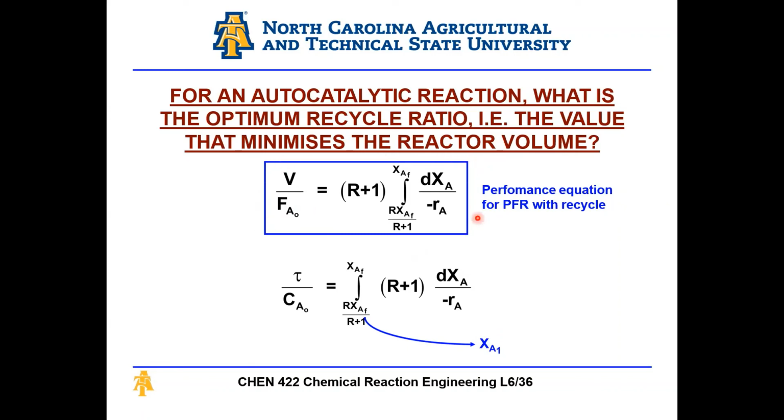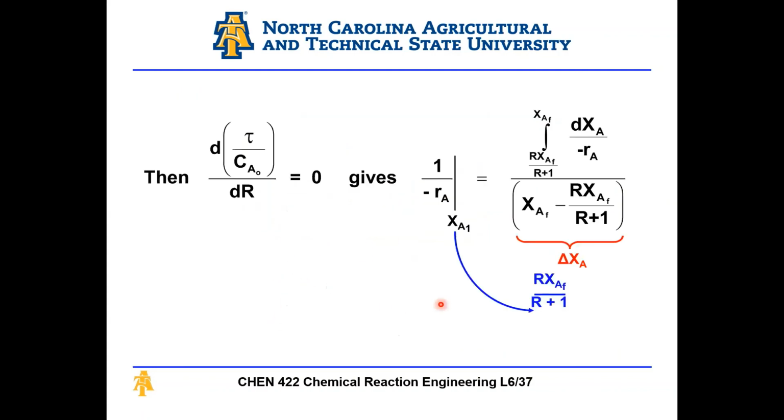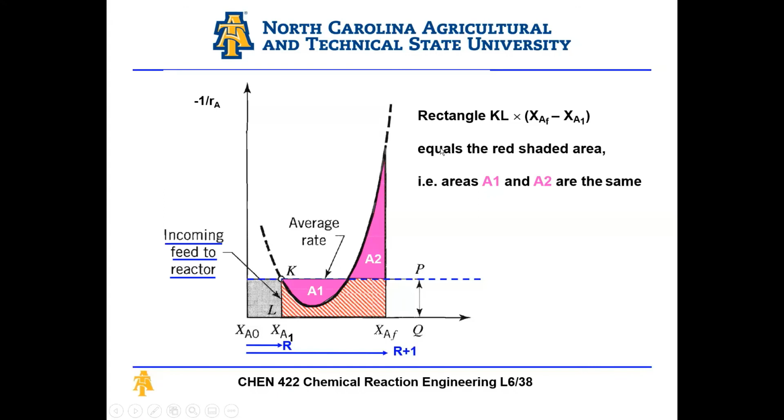So recall the performance equation for PFR with recycle right here. V over FA naught is equal to R plus 1. If I rearrange it, I get tau over CA naught is equal to this. And if you integrate, you're going to get another expression. This is not the point here. So how do we find the optimum recycle ratio that minimizes the reactor volume for an autocatalytic reaction?